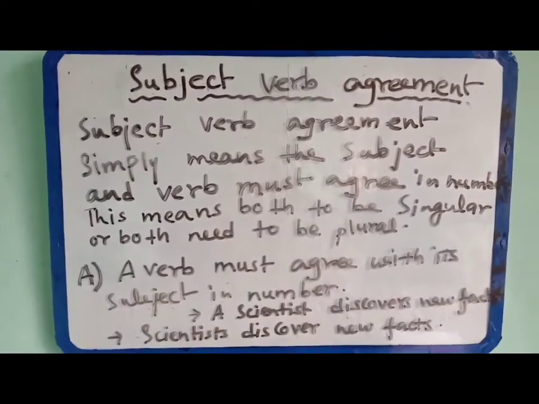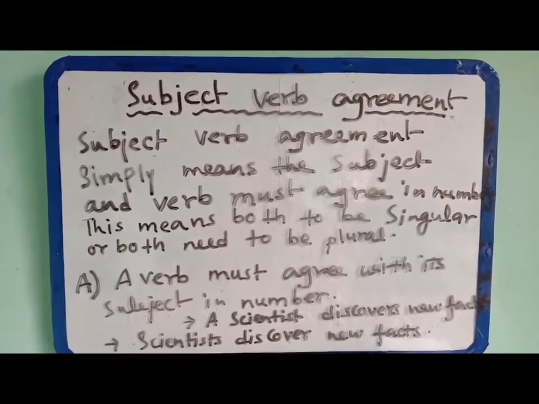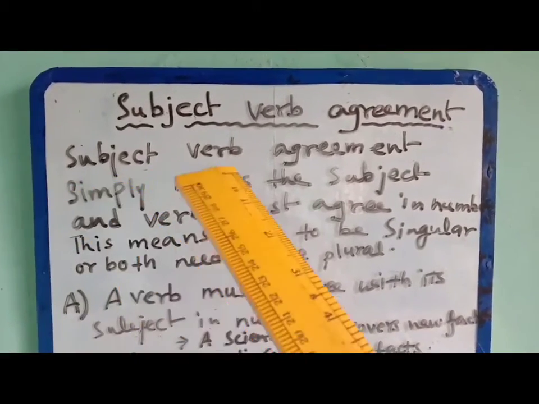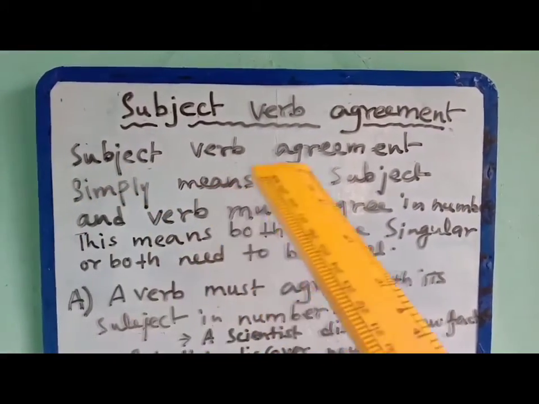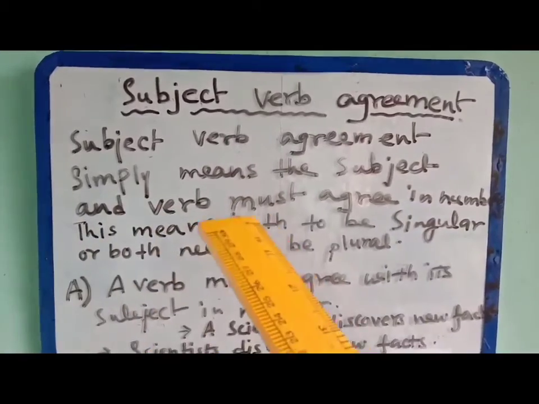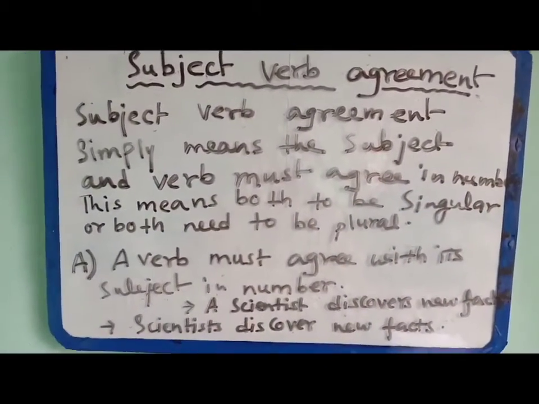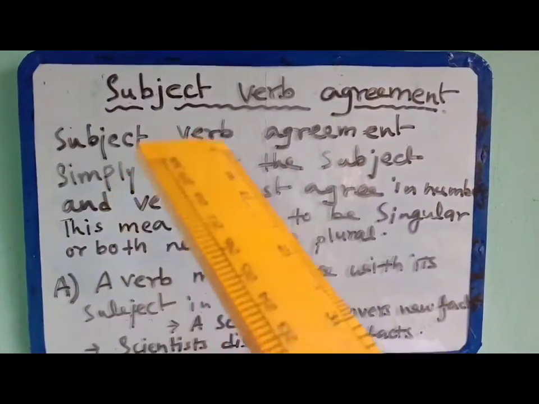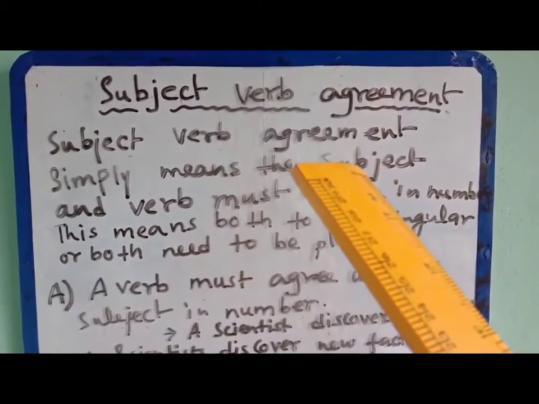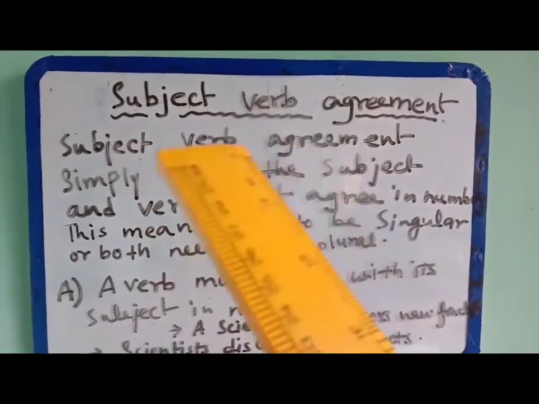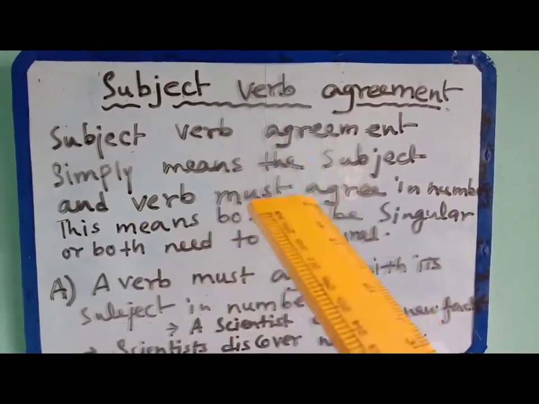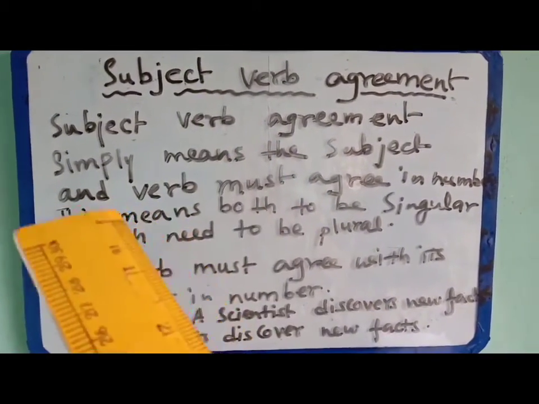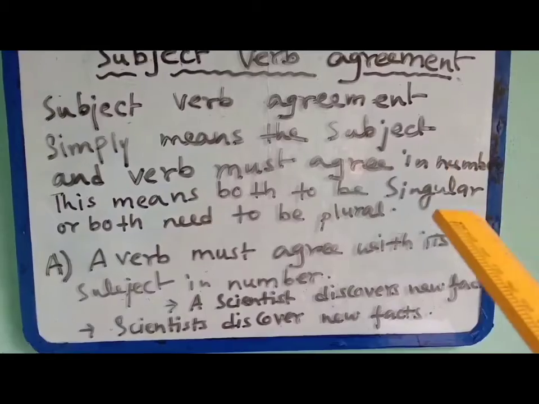Okay, so now we are going to discuss it, and at first we have to understand the meaning of this. Subject verb agreement simply means the subject and verb must agree in number. Must agree in number means the subject of the sentence and the verb must have an agreement.